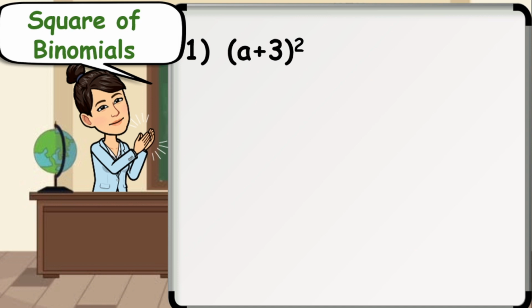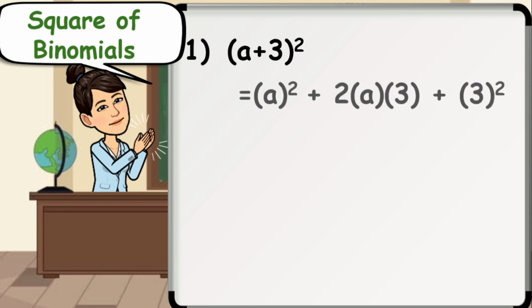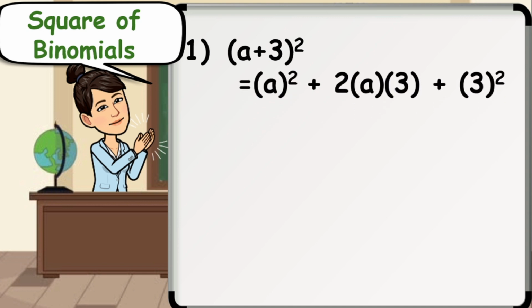Example number 1. Find the product of the quantity of a plus 3 raised to 2. Following the pattern of the square of binomials, we have to square the first term, so that is a squared, plus twice the product of the first and second term, so that is 2 times a times 3, plus square of the last term, that is 3 squared. Simplifying, we have a squared plus 6a plus 9.